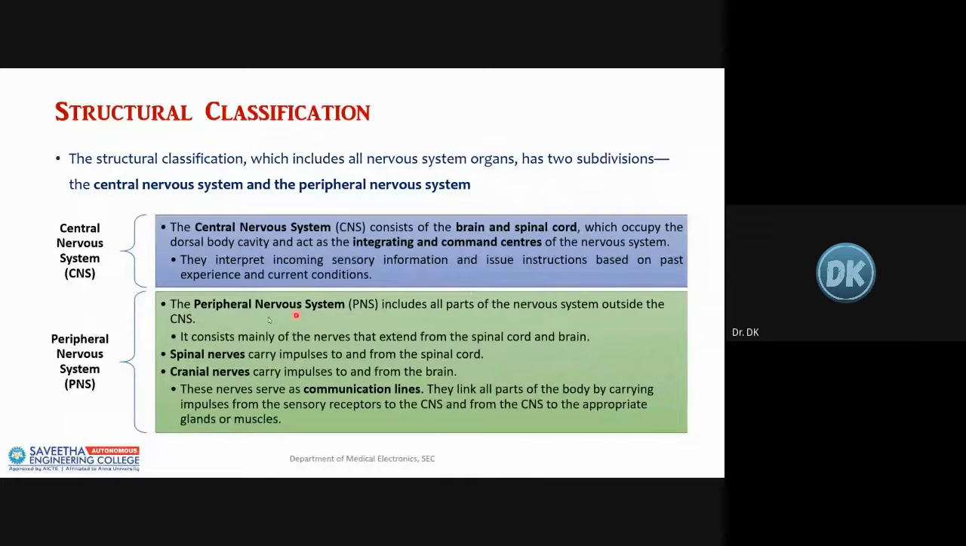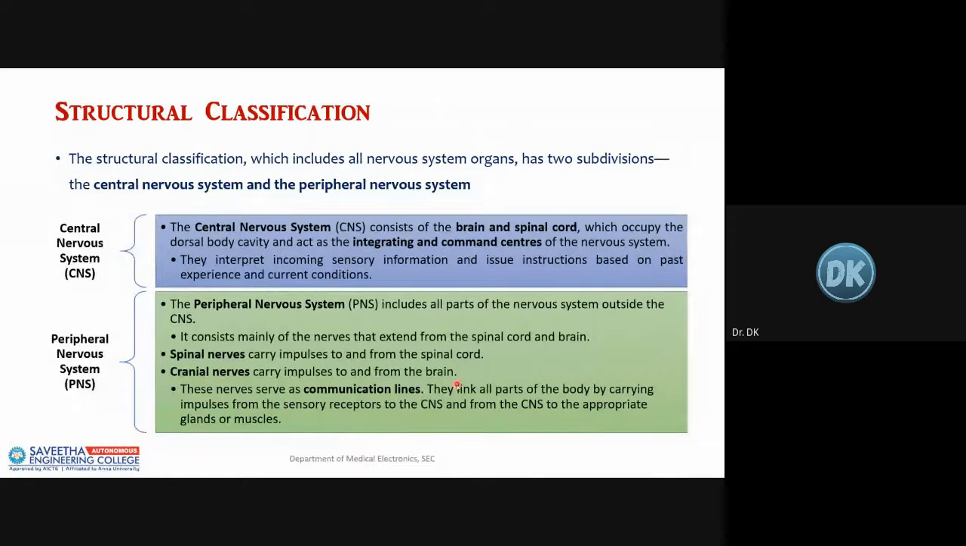The peripheral nervous system includes all the parts of the nervous system outside the central nervous system. So except the brain and spinal cord, all the other nerves come under the peripheral nervous system. The spinal nerves carry impulses to and from the spinal cord. The nerves connected only to the spinal cord we call spinal nerves. Cranial nerves carry impulses to and from the brain. The nerves going in and out of the brain we call cranial nerves.